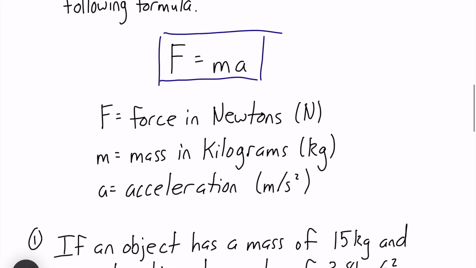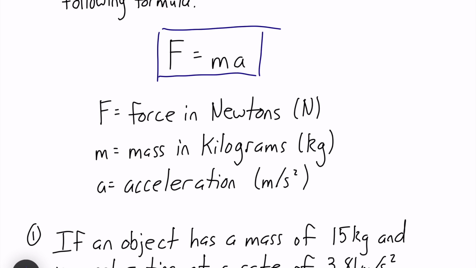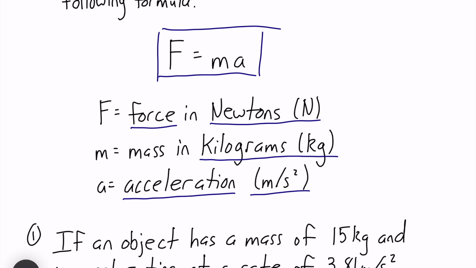So just quickly here, in this formula, the F will represent force, and that's going to be calculated in newtons. And m is going to represent mass in kilograms. And finally, a will represent acceleration in meters per second squared. So let's go through some examples. Let's put this formula to use.